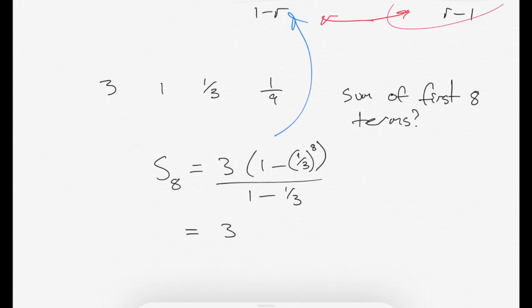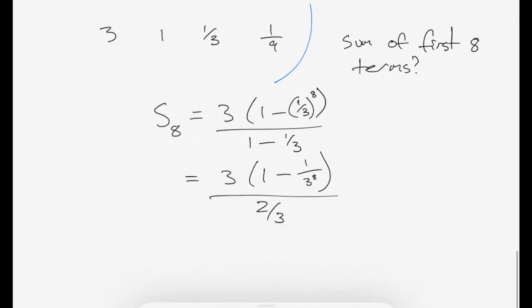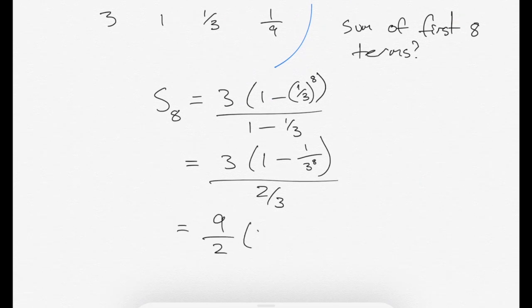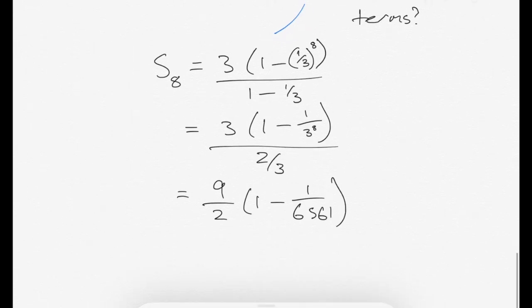Doing some basic calculations, this gives me 3 lots of 1 minus 1 over 3 to the power of 8, all divided by 2/3, which is 9 over 2 lots of 1 minus 1 over, let's quickly type into our calculator, what is 3 to the power of 8? And we get 6,561. So typing all that into my calculator, 9 divided by 2, lots of 1 minus 1 divided by 6,561 gives me an answer of 4.499. We could work that out as a fraction if we wanted to, but doing so is beyond the scope of this course. You'll be able to use your calculator to work out these ones.